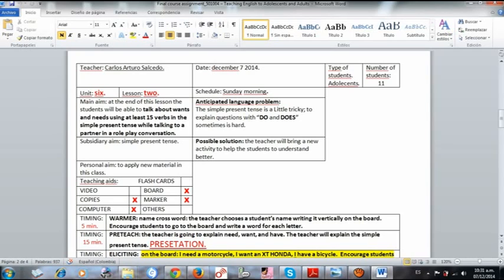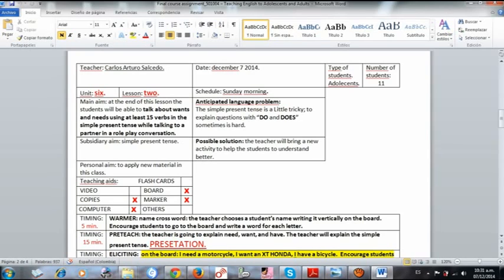The main aim is the goal, what we are going to do, and what we expect the students to do after this class, right? That is the production. There is a subsidiary aim, which is another aim apart from that one, which is the simple present tense.